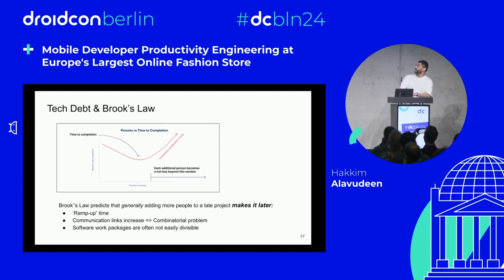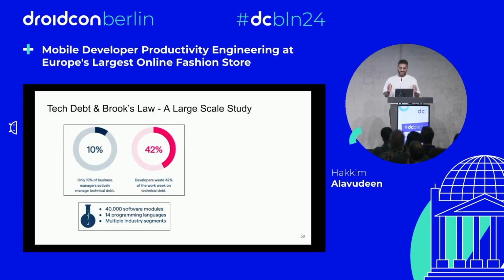So the graph is from a large-scale, possibly the largest-scale, engineering research that was done, which showed that only up to 40% of engineers actually invested in addressing tech debt, while 60% of their time is actually spent on tech-debt-related issues, right? So the discrepancy is huge. 10% and 42%. The study was done across 40,000 software modules, so it's really an extensive study. And I think the stats are quite worrying, right?